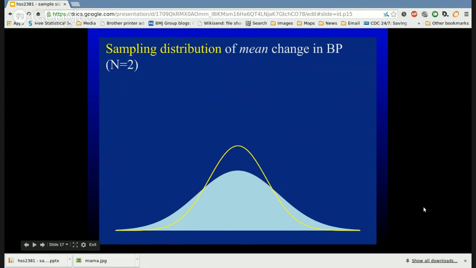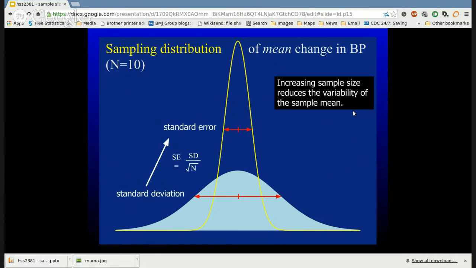And if I got an n of 5, oh, look, it's even tighter still. So you see where this is going. The more people I have, the tighter the distribution of the mean change selected from my greater population. All right, so increasing sample size reduces the variability of this mean. Variability is essentially how wide it is.